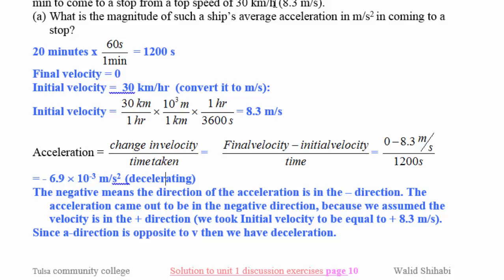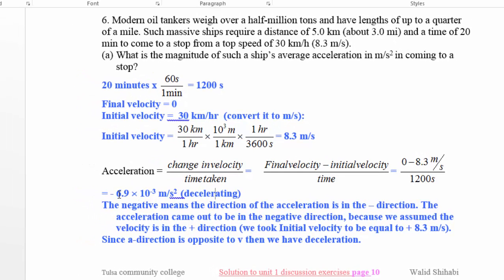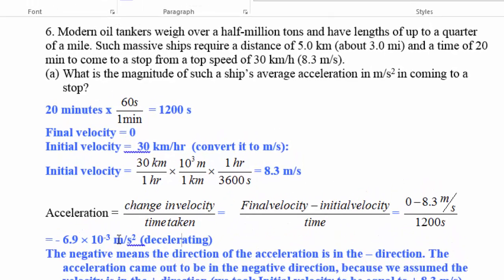So you can see the acceleration is really small. So you expect a very small number, and always ask yourself if the answer makes sense. So 6.9 times 10 to the negative 3, which means 6.9 millimeters per second squared, is really expected because the oil tanker is accelerating, or in that case decelerating, at a very slow rate.